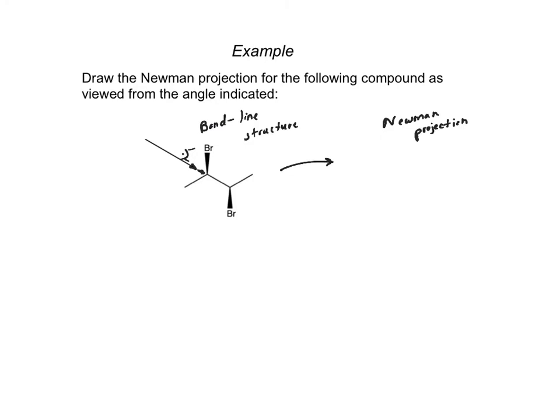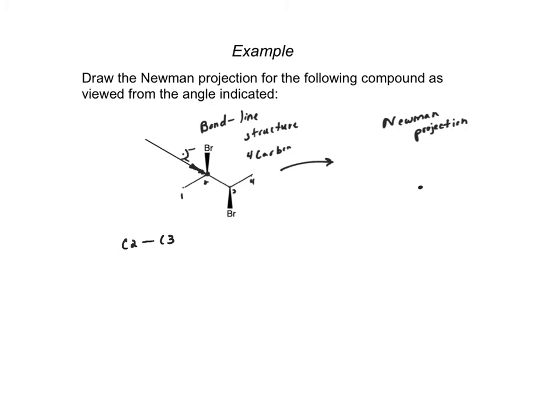So again, my first step here is looking at the carbon that we're looking down. Right now this is a four-carbon structure: 1, 2, 3, 4. Another way that they could say this, if we went ahead and numbered our carbons, is to draw the Newman projection looking down the C2 to C3 bond axis. That's another way they could state this. So if I'm looking down this bond, I'm going to represent that again in my Newman projection via just a dot in the center.